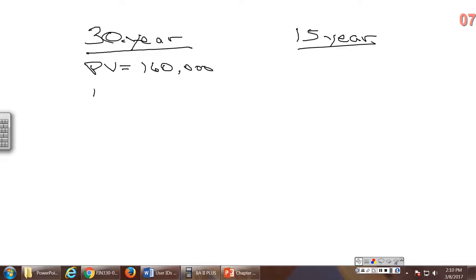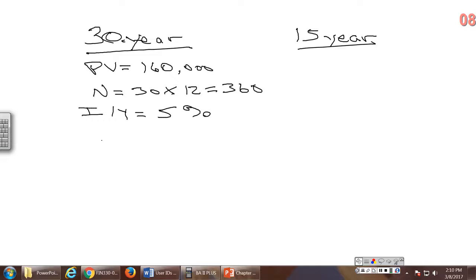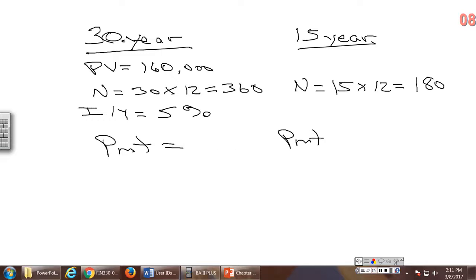All right, so in this case, the present value, which is the amount that you borrow, is $160,000. N is going to be 30 years times 12, which is 360 monthly payments. And the I/Y is 5%. And we want to know the payment amount. For the 15-year mortgage, everything else is going to be the same. The only difference is your N is going to be 15 years times 12, which is 180 monthly payments. Everything else is the same. And so here is our payment.